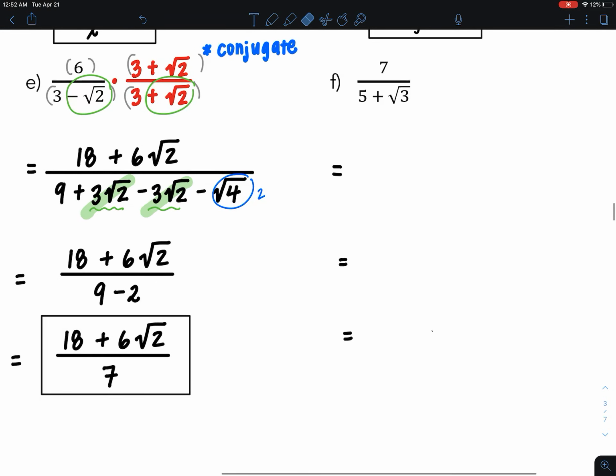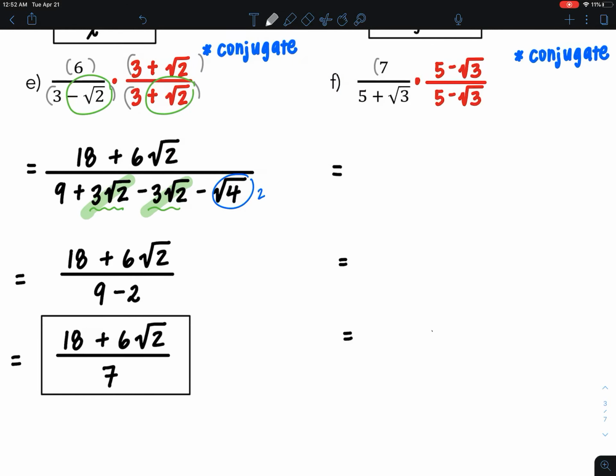Let's take a look at part F. So again, we have 2 terms. If you have 2 terms here, and how you know you have 2 terms is if you have something separated with a plus or a minus. That's the differentiation between one term and another. So we have to use the conjugates here because we have 2 terms. We're going to multiply by the same denominator, but the conjugate version. So instead of writing plus, we're going to write minus. Copy and paste for the numerator.